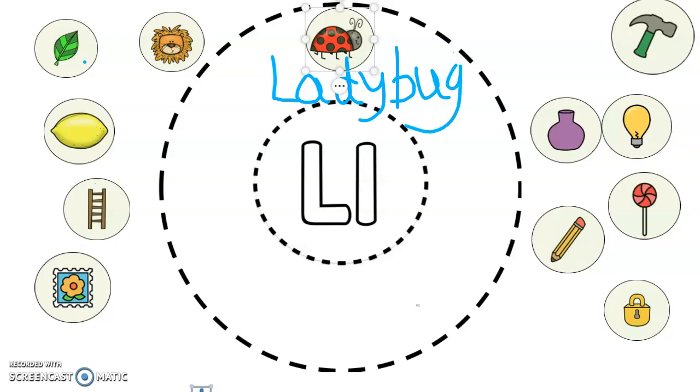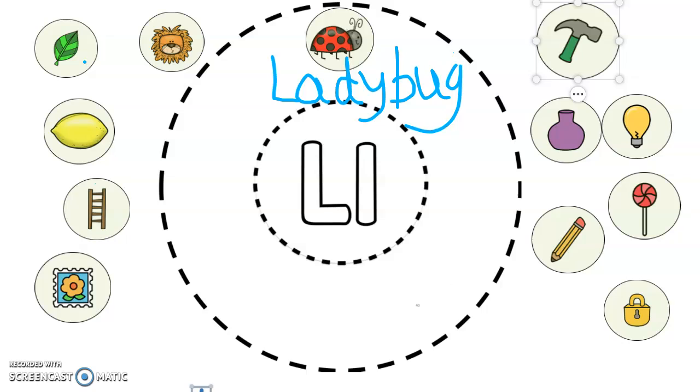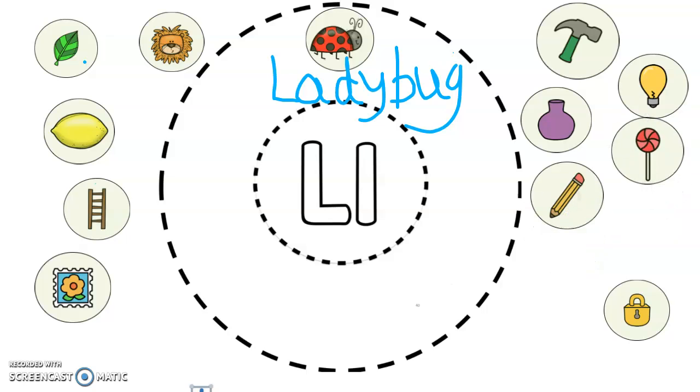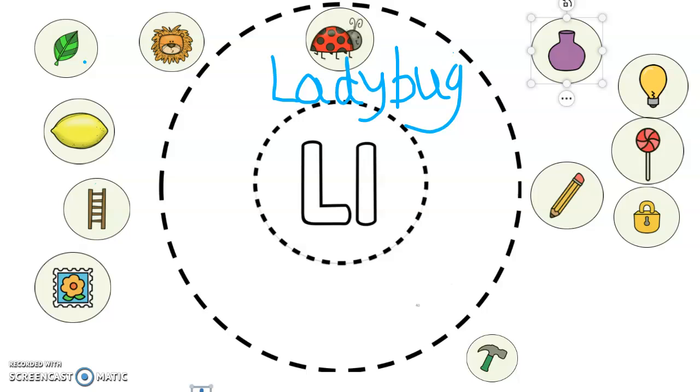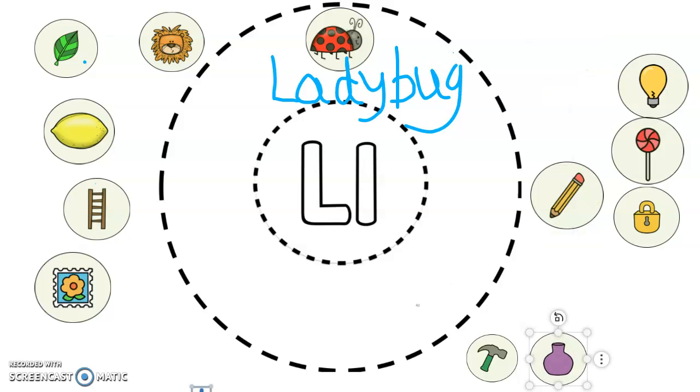All right, this next one is hammer. Does that start like ooh for L? Ooh, hammer. Yes or no? If you said no, kiss your brain. I'm going to put it at the bottom. I don't want that one because that starts like H. Let's try another one. Vase. Does vase start like ooh for L? Yes or no? No, it starts like V. I'm going to put it down at the bottom.